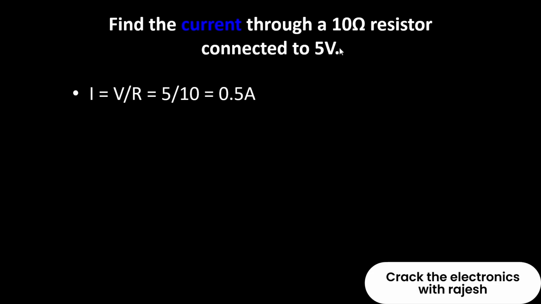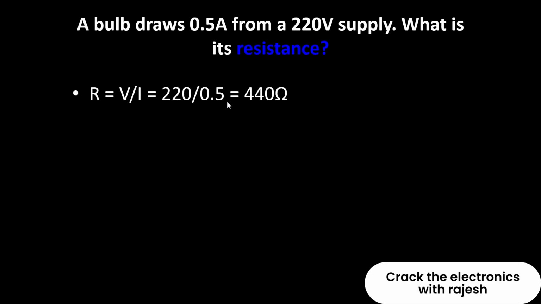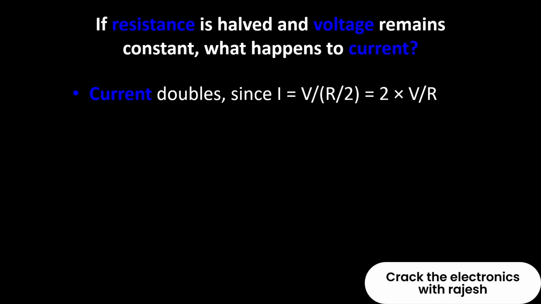Find the current through a 10 ohm resistor connected to 5 volts. So we want to find the current, I is equal to V by R, 5 by 10, so 0.5 amps. A bulb draws 0.5 amps from a 220 volt supply. What is its resistance? So we have a current and a 220 volt supply. So R is equal to V by I, so 220 by 0.5 is equal to 440 ohms.